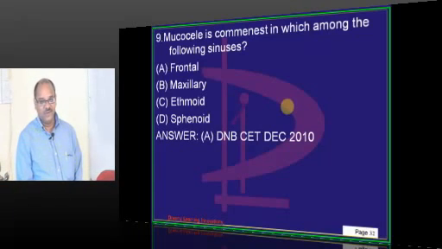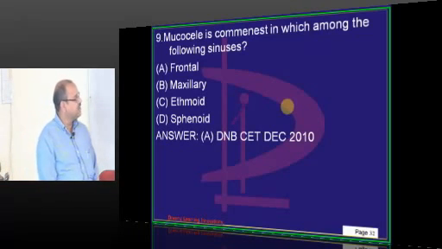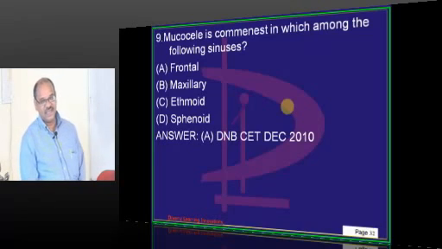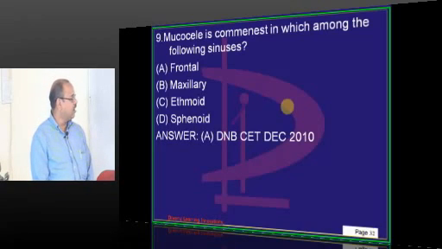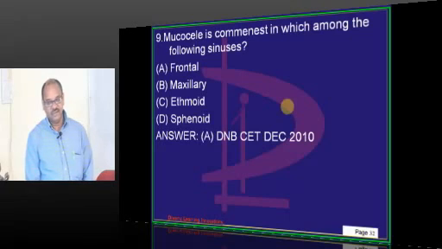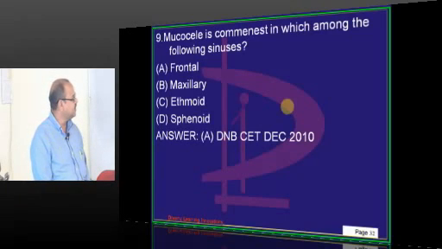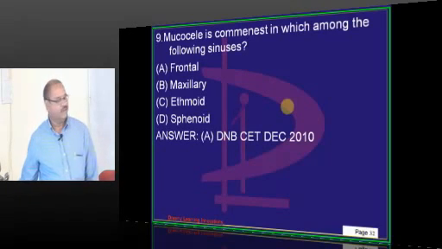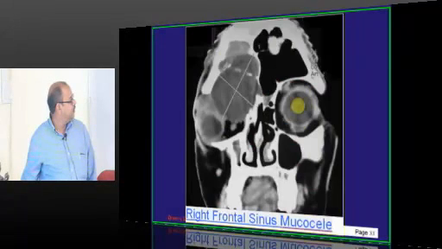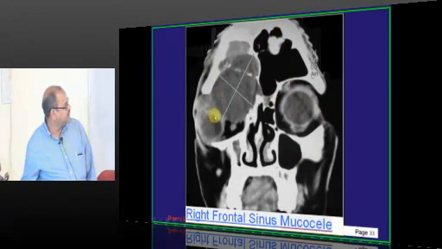Okay. Now, mucocele is commonest in which among the following sinuses? Maxillary, frontal, ethmoid, sphenoid. Mucocele is commonest in frontal sinus. This is the mucocele. Huge mucocele.